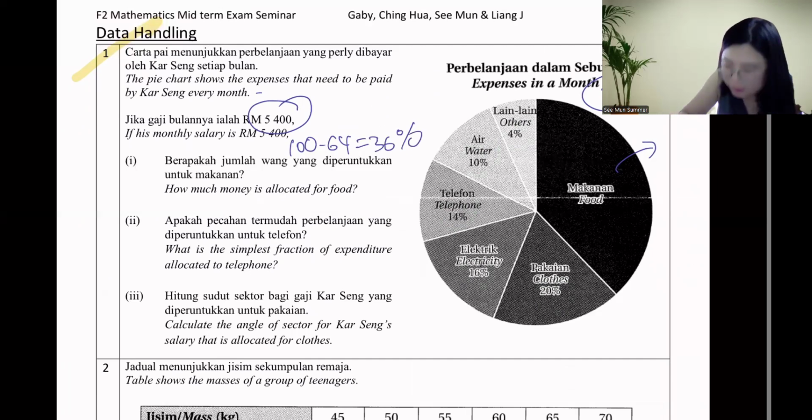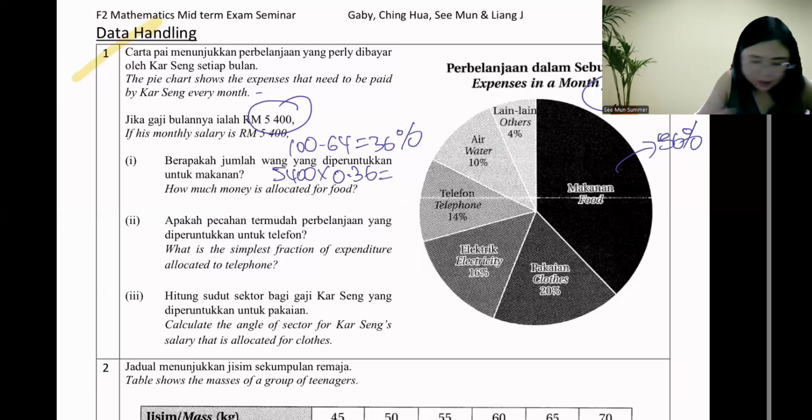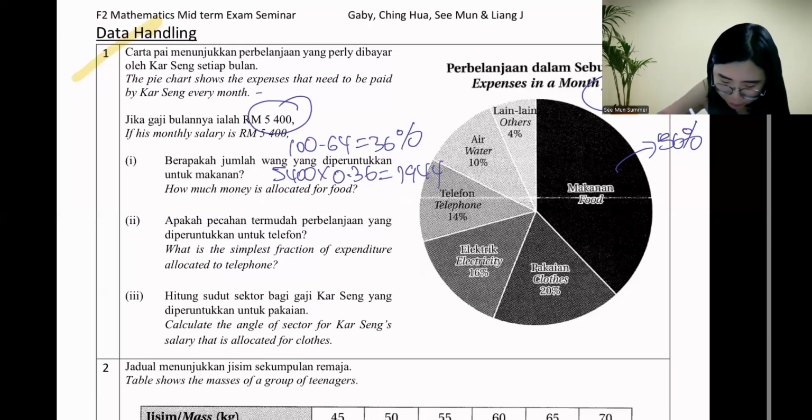Since it's 36%, but they don't want percent, they want money. So 5400 times, whenever you see a percentage, make it in decimal form, which is 0.36. It will equal 1944.